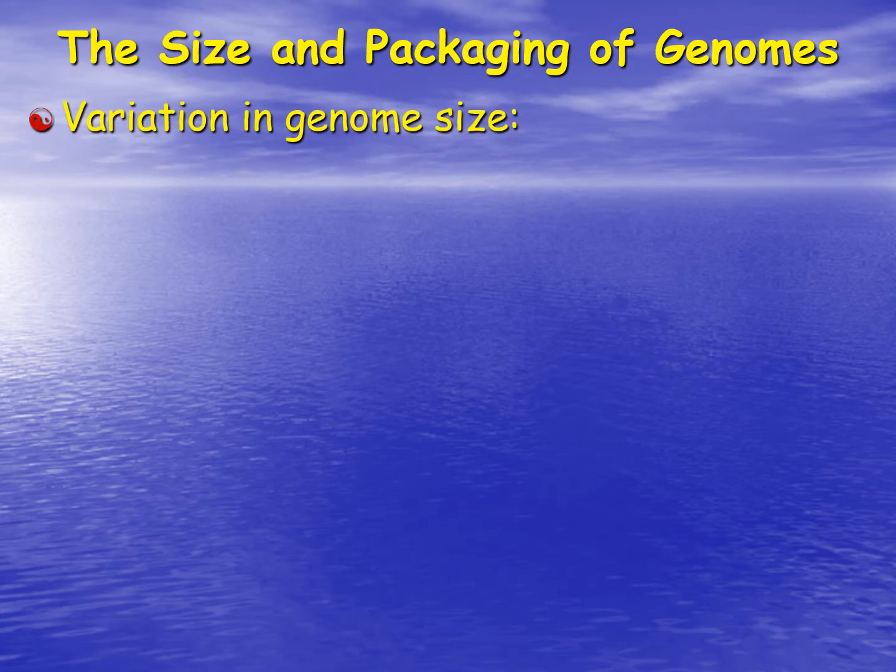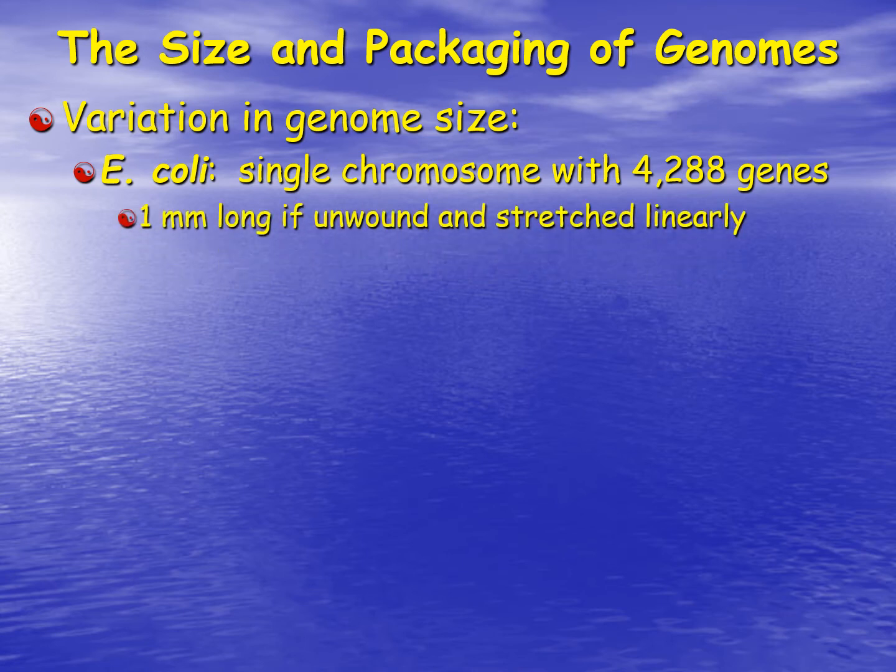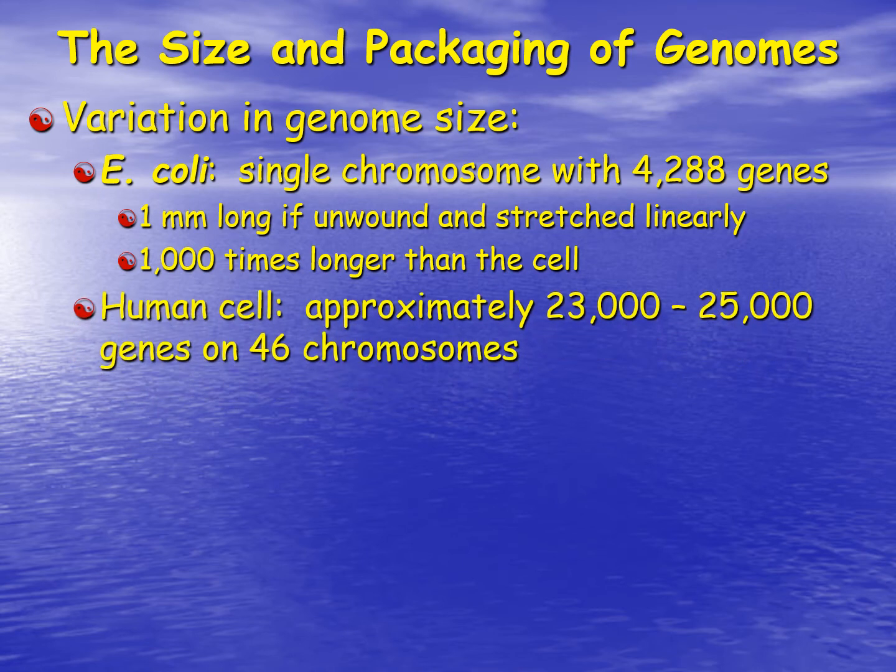Now, genomes vary in size. For example, E. coli has that single circular haploid chromosome that has 4,288 genes. If we unwind that single circular chromosome, it's about 1 millimeter long. It's 1,000 times longer than the cell itself, with E. coli being at about 1 micron in diameter. So we have to wad it up in order to get it into the cytoplasm.